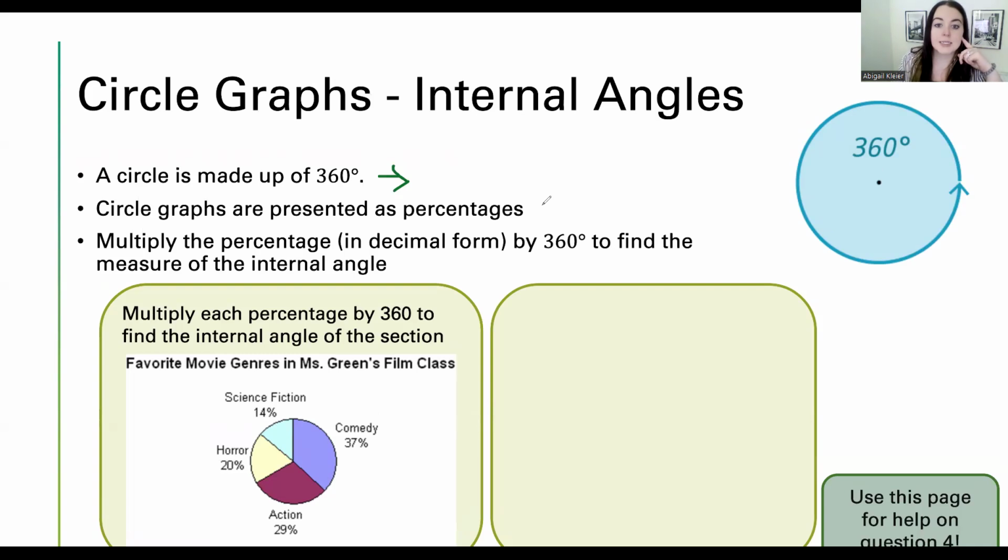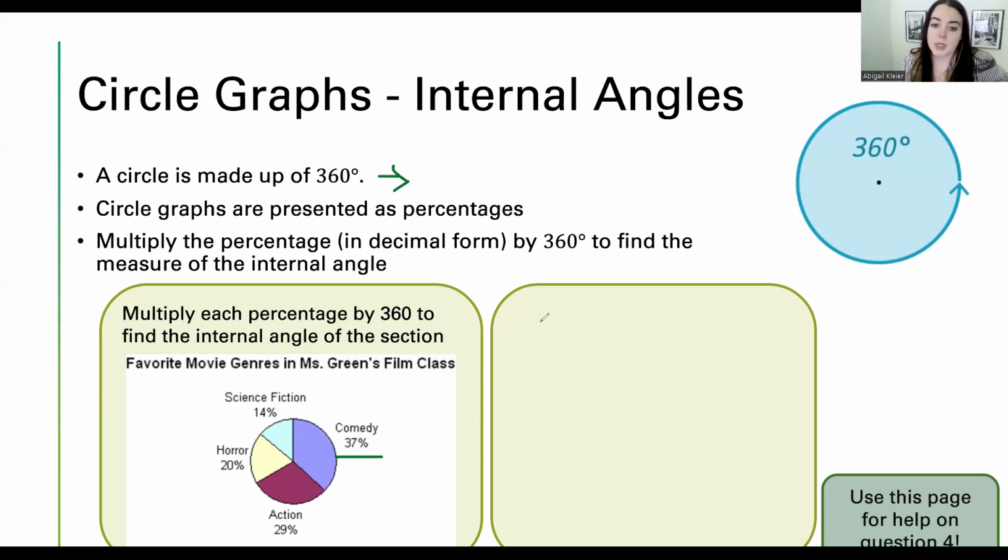Circle graphs are presented as percentages. So when we are calculating these internal angles, we are going to be given a word problem or a graphic where the sector is given to you in a percentage form. We have to convert in order to find what the internal angle is. So in order to do that, there are 2 steps, and we're going to follow them with this example problem here. Multiply each percentage by 360 degrees in order to find the internal angle of each section.